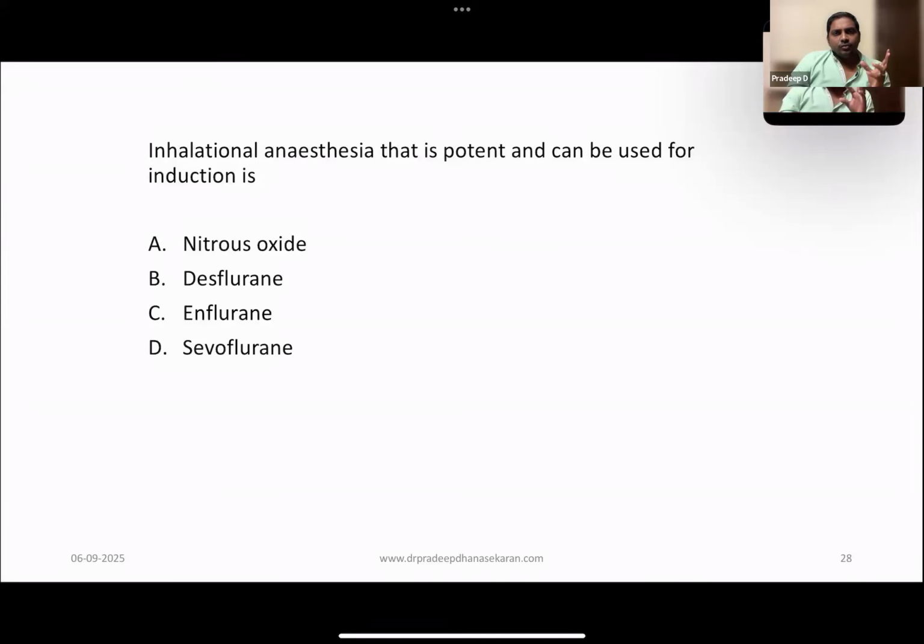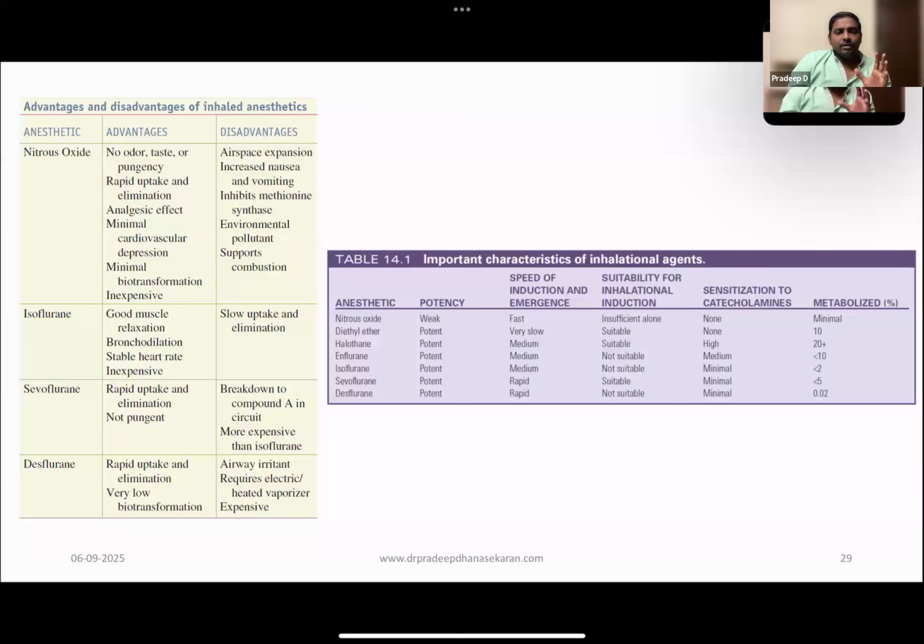General anesthesia has two phases: an induction phase and a maintenance phase. Generally, for induction, people use intravenous anesthesia, and for maintenance, they use inhalational anesthesia. So, one inhalational anesthetic that is potent and can be used for induction is sevoflurane. That is why it is preferred in children. So, this is the table that tells us the potency as well as the suitability for induction.